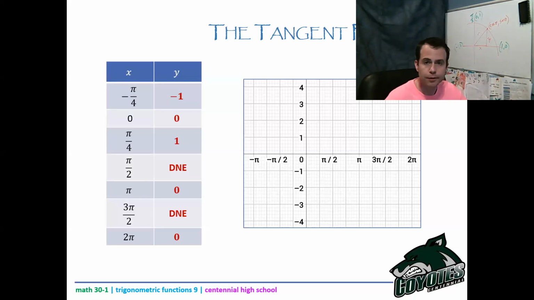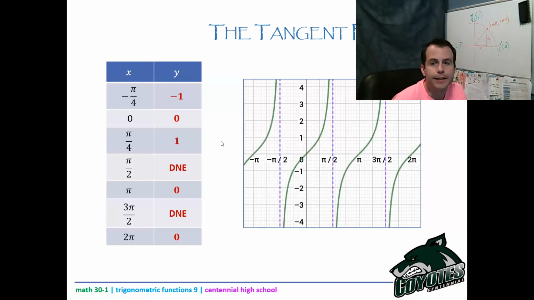Your final picture should look like this. Okay, so you've got your vertical asymptotes at pi over 2 and at 3 pi over 2. They were on your table. You also would have noticed one at negative pi over 2 right here. Remember that negative pi over 2 and 3 pi over 2 are coterminal angles, so they're actually the same angle.